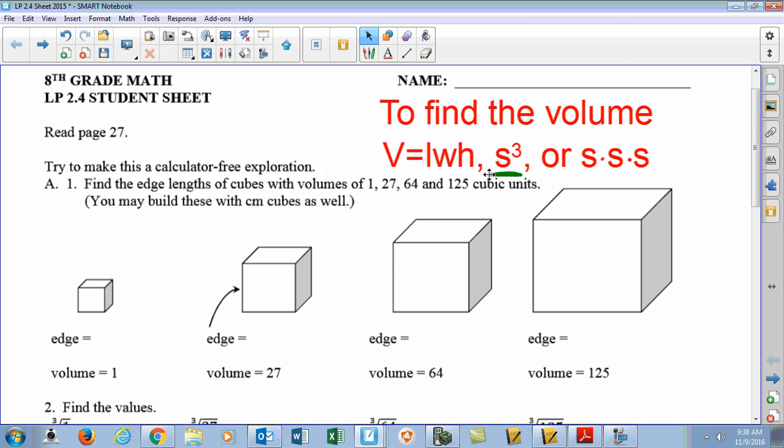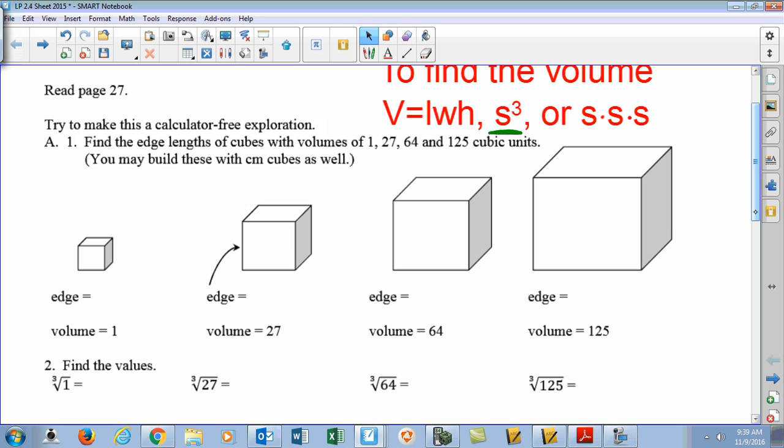So it says try to make this a calculator-free exploration. Find the edges of the cubes with volumes of 1, 27, 64, and 125. You may build these with centimeter cubes as well. Well, we're not going to do that, but think about this first little cube that you see. It has a volume of 1. So try to mentally think what times what times what gives you 1.